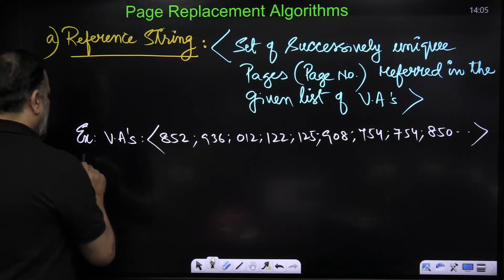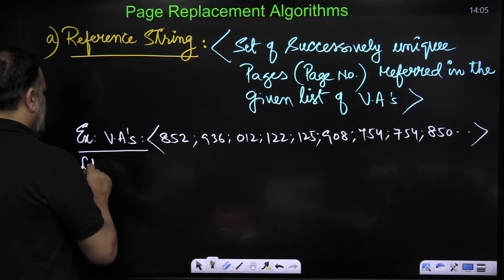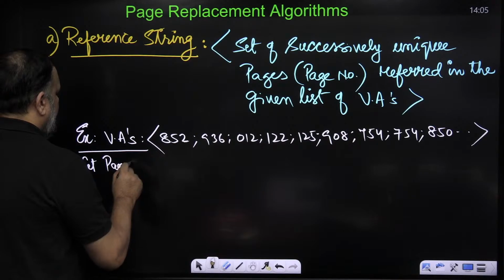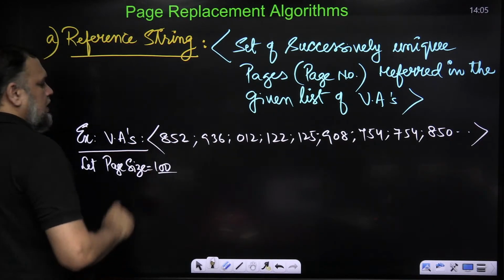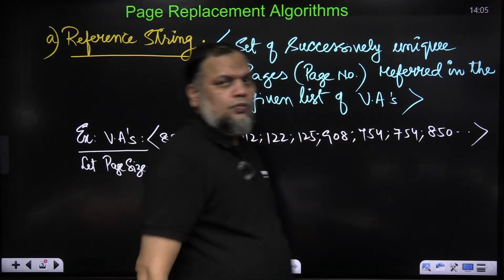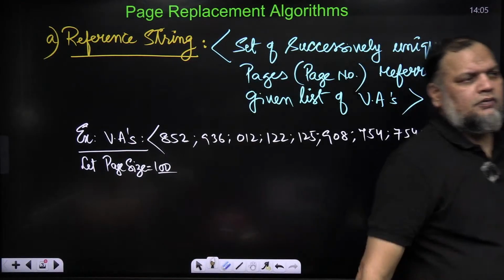यहां पर let us imagine for example page size is equal to 100 words. Page size देखिएगा is not a power of 2. Page size is 100, which is not a power of 2.